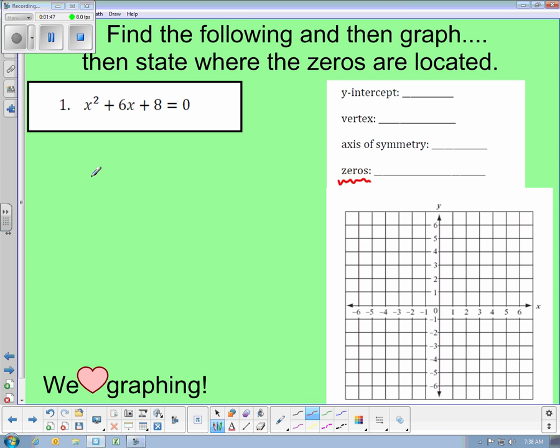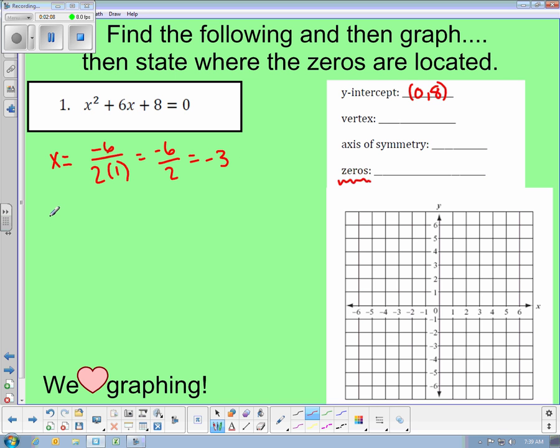So let's look at the equation we have. It's already in standard form. I have x squared plus 6x plus 8 equals 0. So the y-intercept, easy. That one's going to be (0, 8). Vertex. For the vertex, I need x equals the opposite of b over 2a. That's negative 6 over 2, which is negative 3.